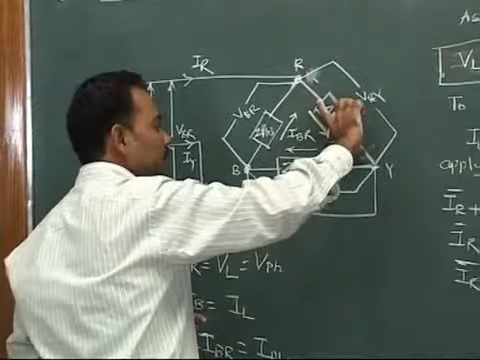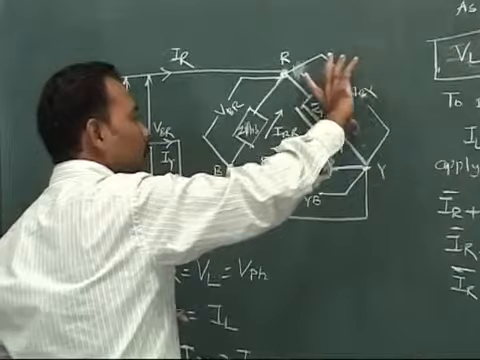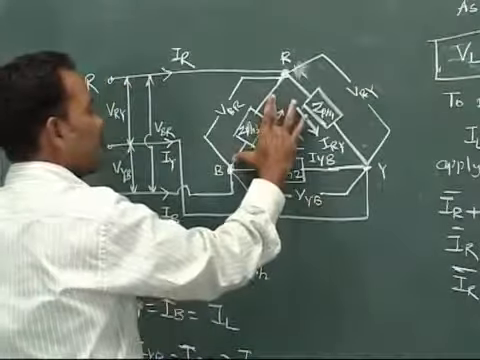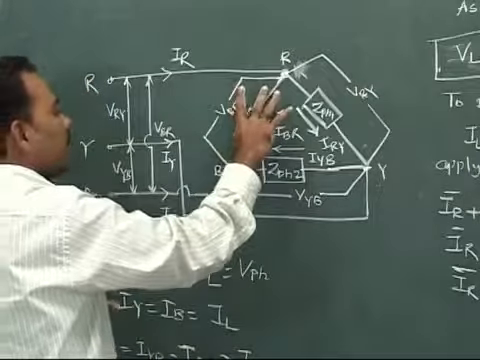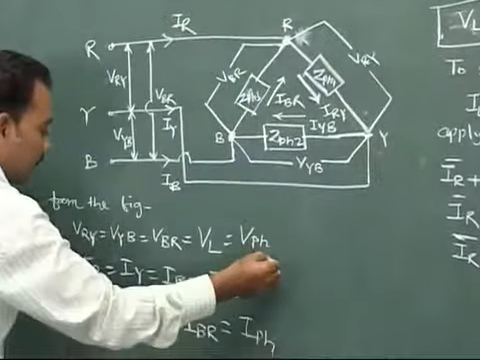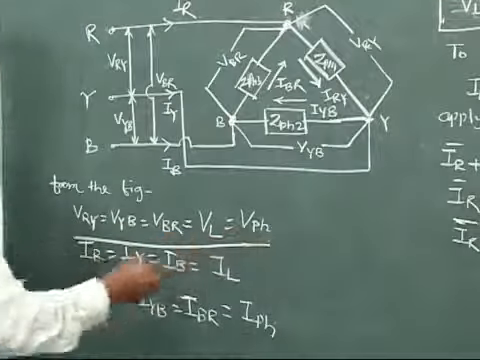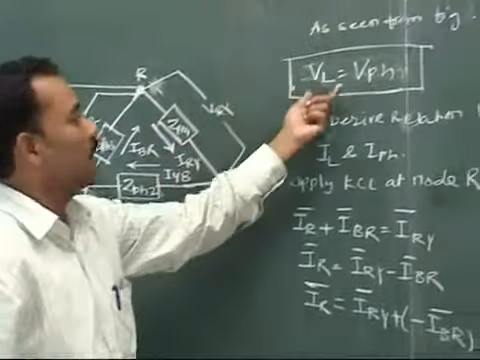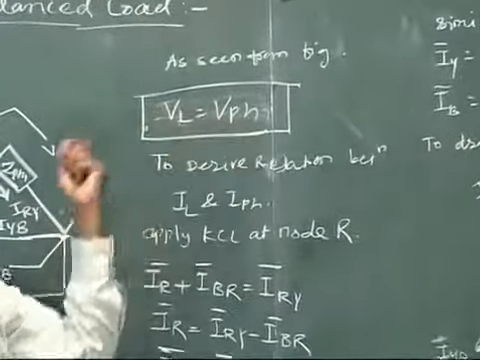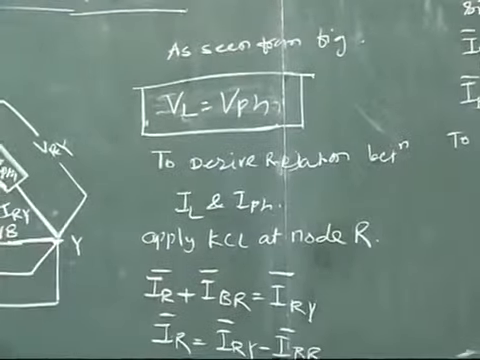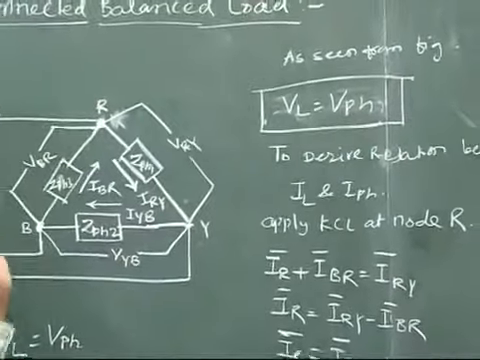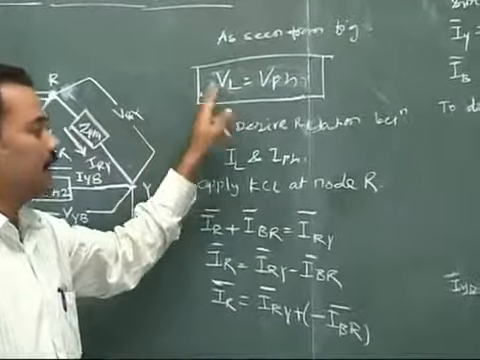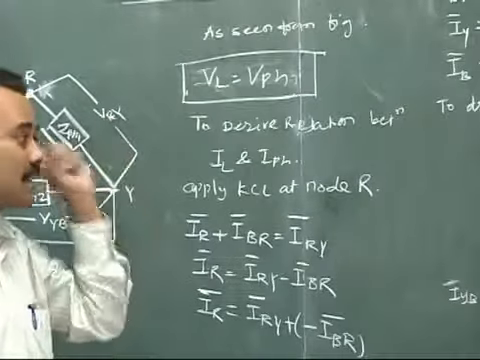So across impedance 1 the voltage VRY appears, across impedance 2 the voltage VYB, and across impedance 3 the voltage VBR. So we can see that the line voltage and the phase voltage are the same in the delta configuration. Whereas in the star configuration we have seen that the relation of line voltage and phase voltage is different, that is VL upon VPH is equal to root 3 for the star configuration.